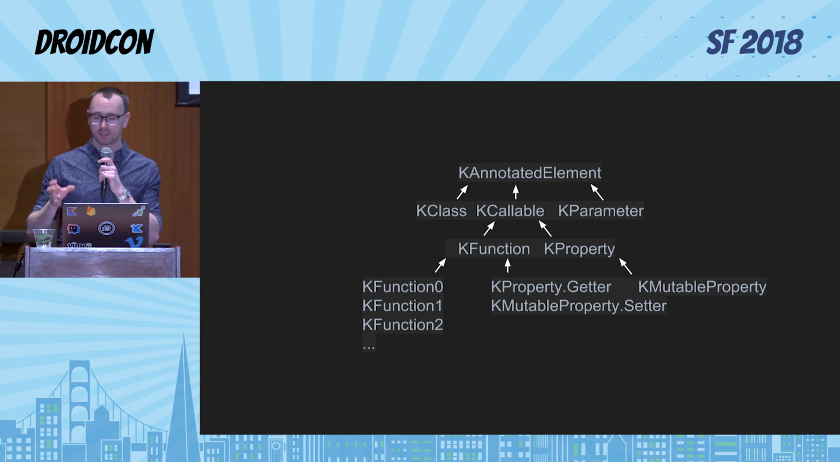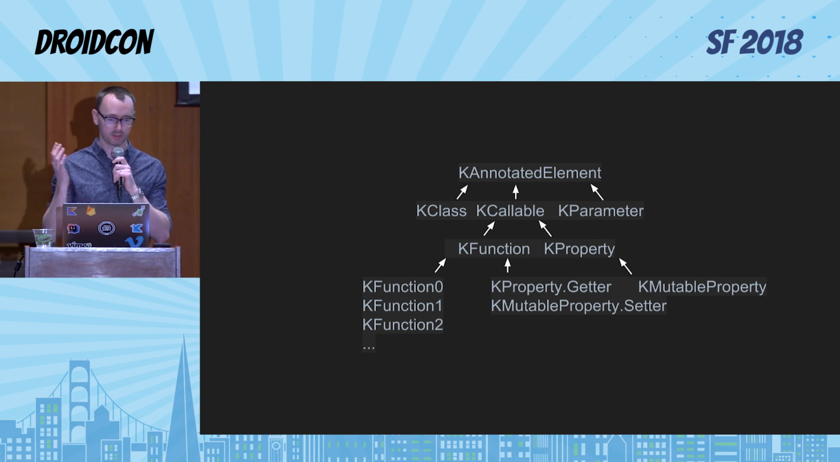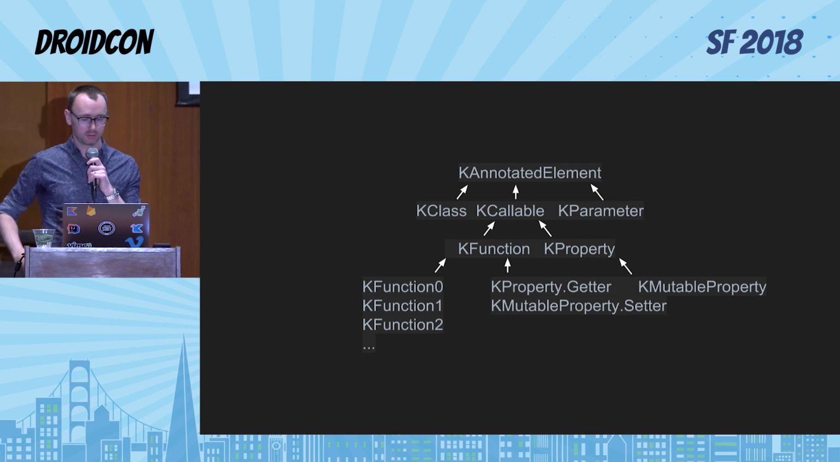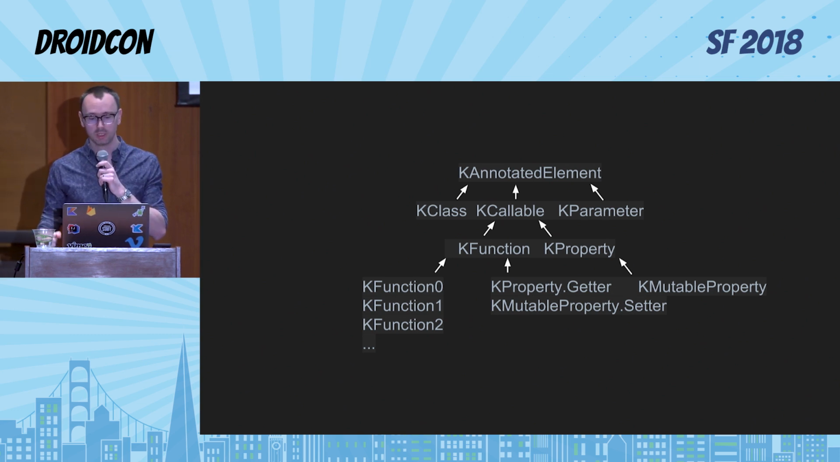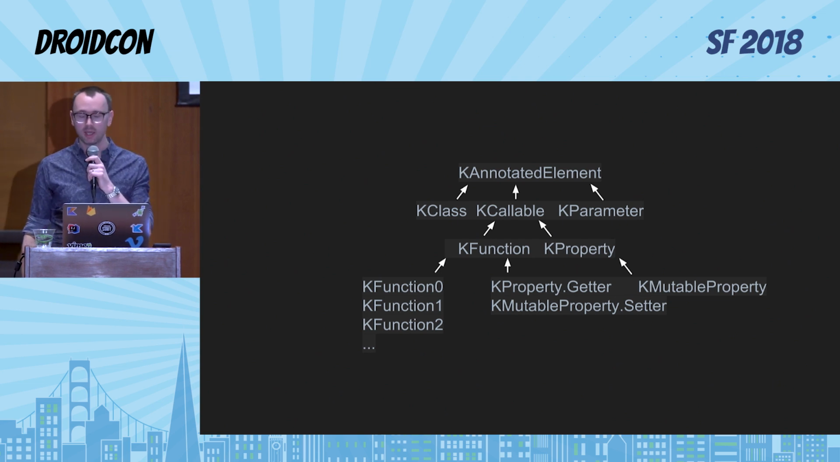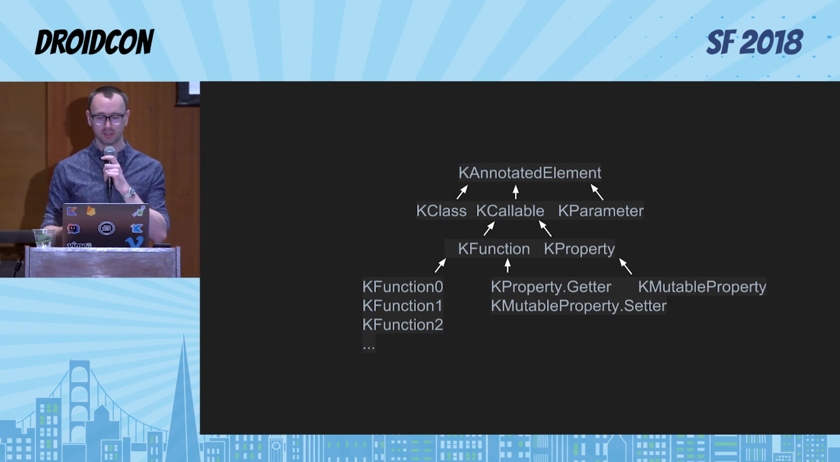So we saw KClass. That's one class type in Kotlin's reflection types of classes, and this is all of them. It looks a little daunting at first, but it really does make sense. So at the top, you have KAnnotatedElement. Below that are just all the things that you're allowed to annotate. You can annotate classes, you can annotate callables, you can annotate parameters.